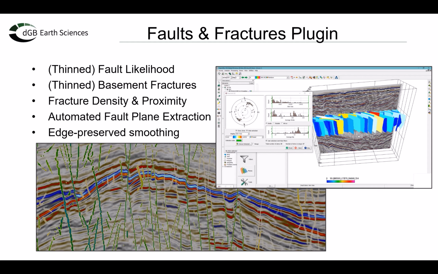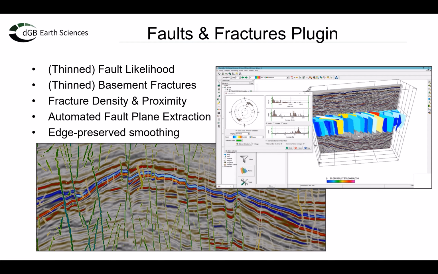fractures occur as very steeply dipping reflections. So you can't use the fault likelihood attribute, but we have an attribute that is based on fault likelihood that actually follows these very deep, steeply dipping reflectors. We have basement fractures likelihood and its derivative, the thin basement fracture likelihood.